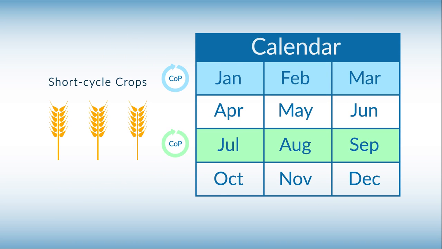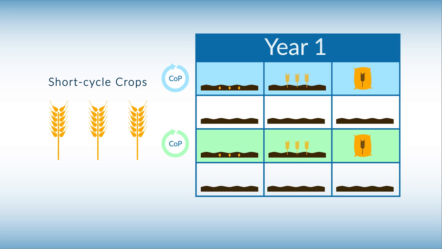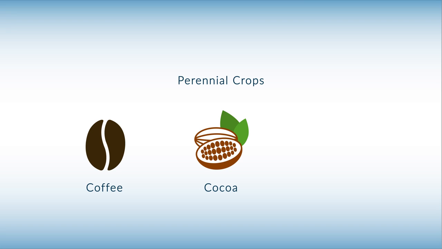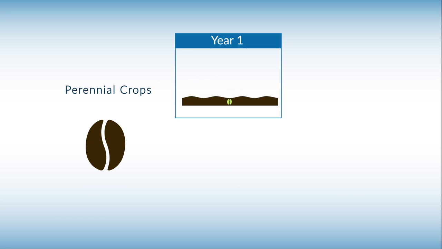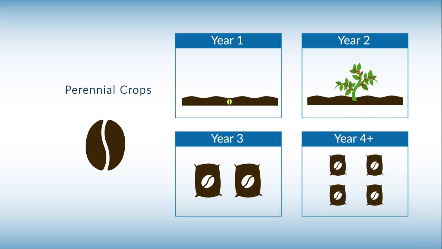Short cycle crops such as grains can be planted and harvested one or more times within a year, whereas perennial crops such as coffee and cocoa plantations or fruit trees are planted in a given year, and once the plantations develop, annual harvests can be obtained over a number of years.